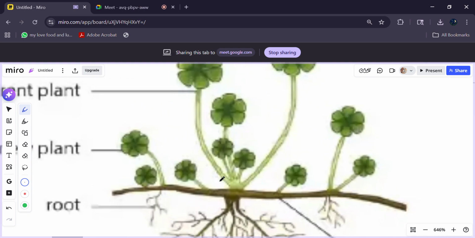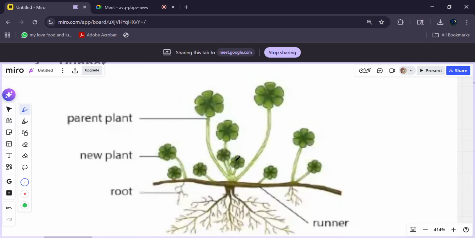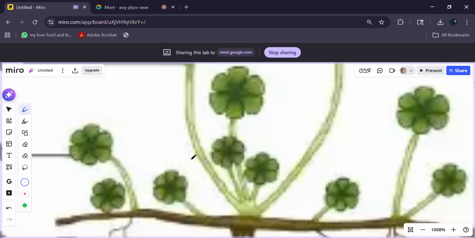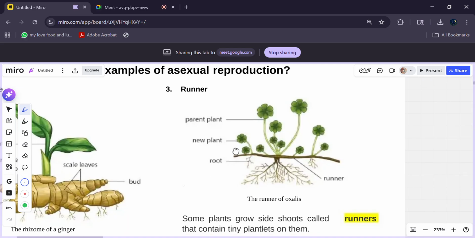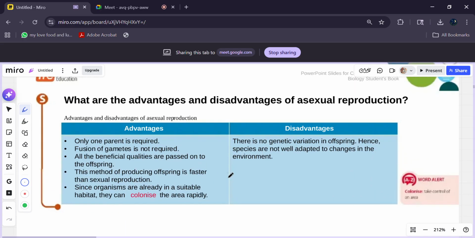So as it's growing, new plants can grow around the stem, and each bud develops roots and leaves, and this causes it to become a new plant. This process shows another example of asexual reproduction. Now we need to understand the advantages and disadvantages of asexual reproduction. Why is asexual reproduction considered good or sometimes bad?